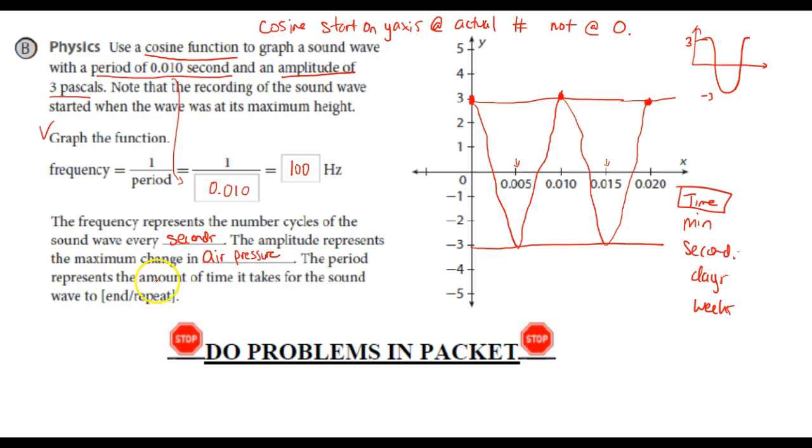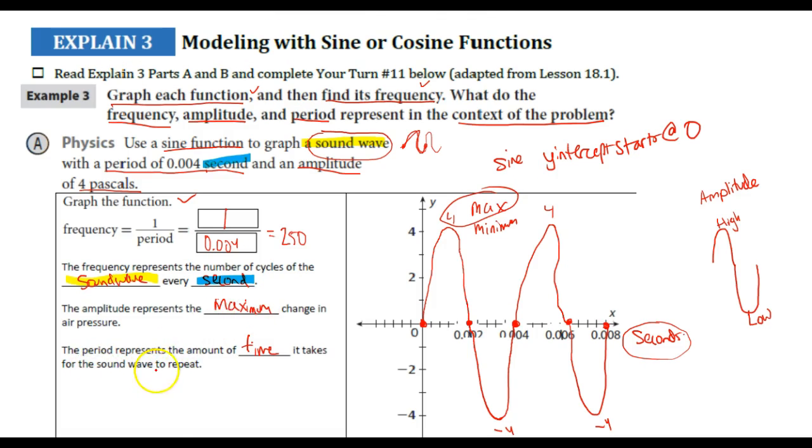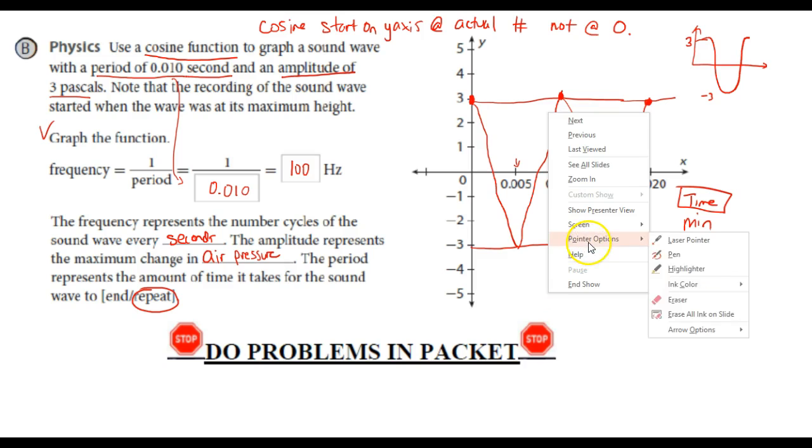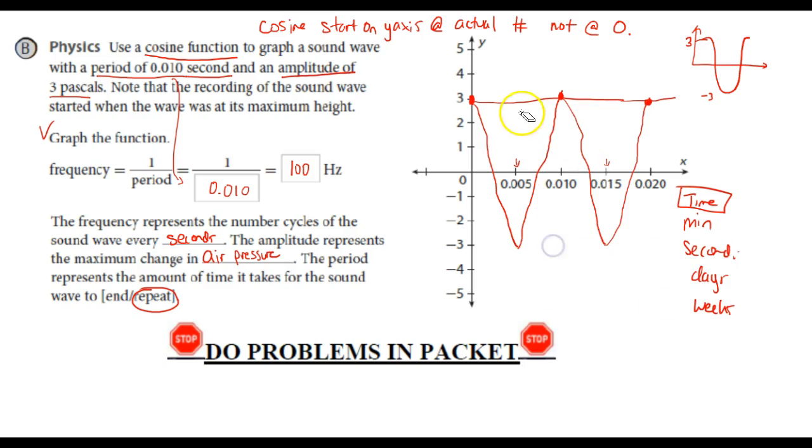And the period represents the amount of time it takes for a sound wave to repeat. So let's look at the last one. Sound wave to repeat, because a sound wave doesn't really end unless you turn off the music, I guess, but it continually repeats, as we saw in the last graph, and as you can see, it continually repeats for this graph. Just like I said, you can erase those lines. You don't have to keep them. In fact, right now I'll go ahead and erase that and that so it looks more like a graph.